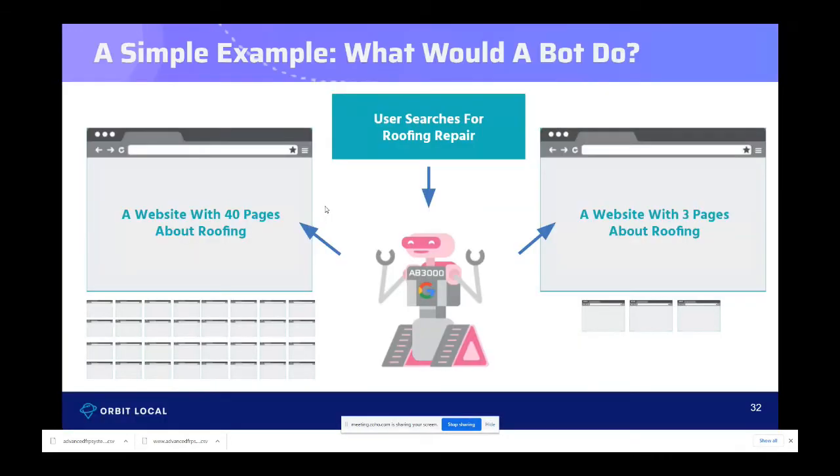Here's a simple explanation. Let's say someone is searching for roofing repair, and Google's going to look at a website with 40 pages about roofing, and Google's going to look at another website with 3 pages about roofing. Which one do you think a robot would choose? A robot would definitely choose the website that has more content about this. And then you could use internal linking here and keyword targeting to make sure that Google's ranking the right pages. But again, this is all about having website relevancy.